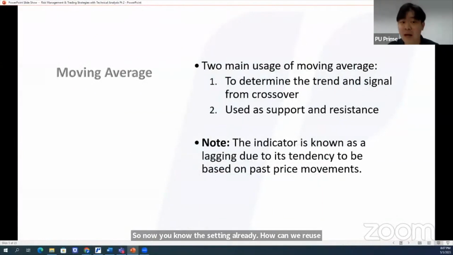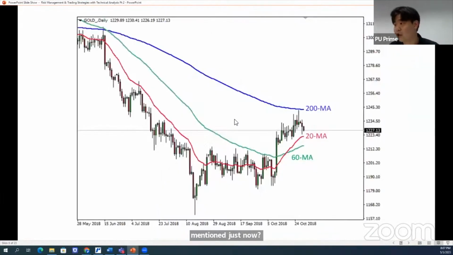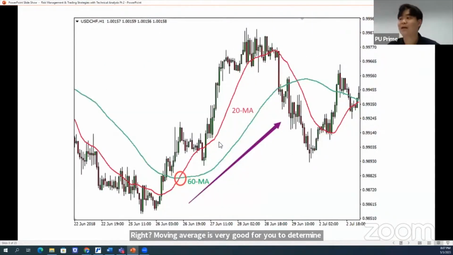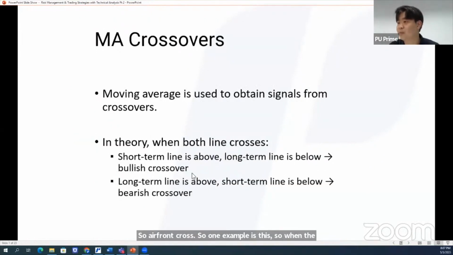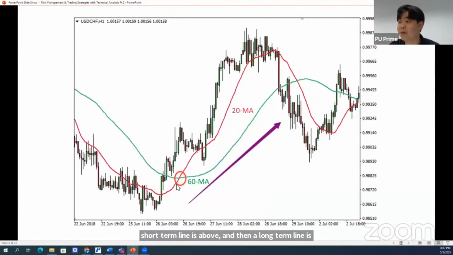As we mentioned just now, moving average is very good for determining any trend reversal from a crossover. One example is this. When the short-term line is above and the long-term line is below, it is what we call a bullish crossover. You can see that I set the 20 as the short-term line and 60 as the long-term line. Maybe I change the color into blue.